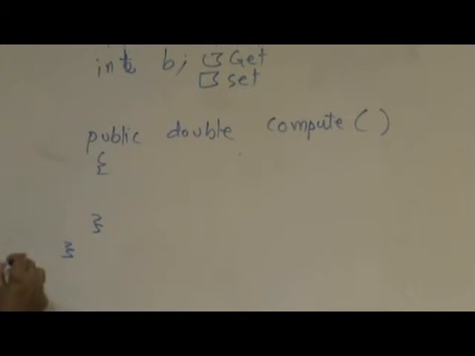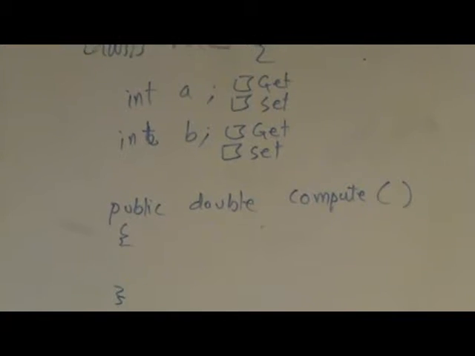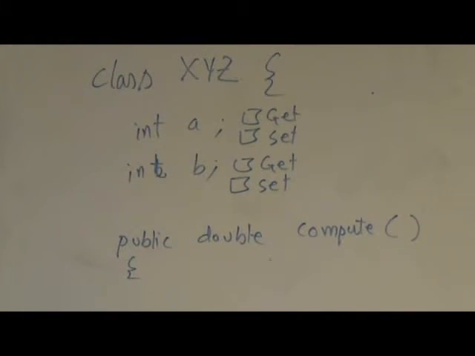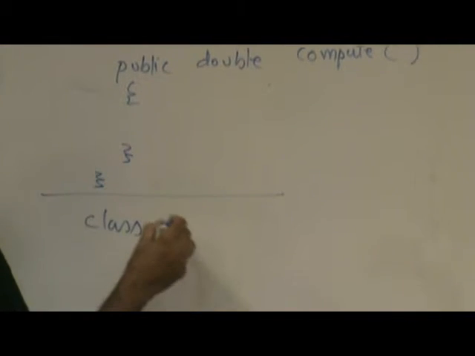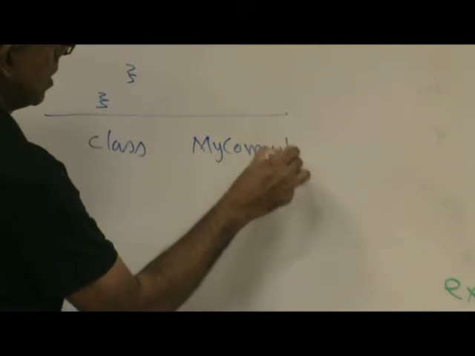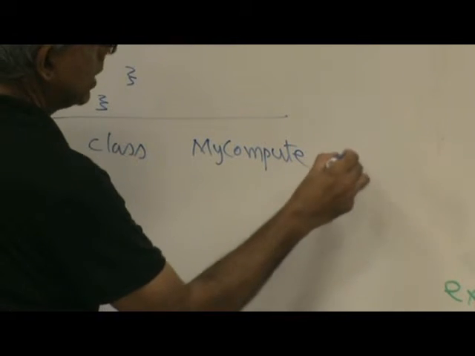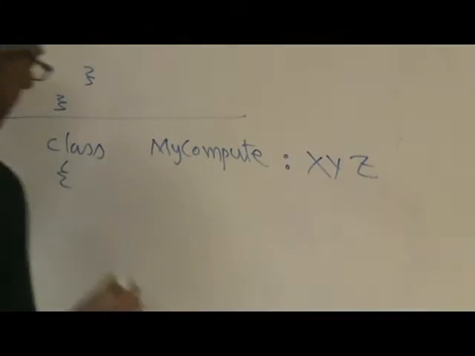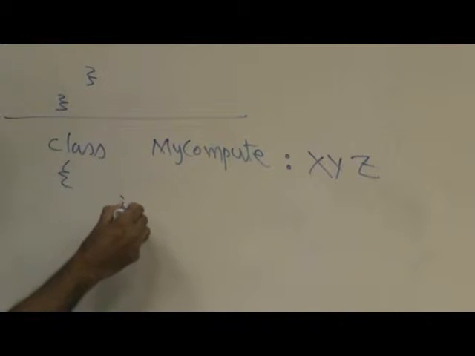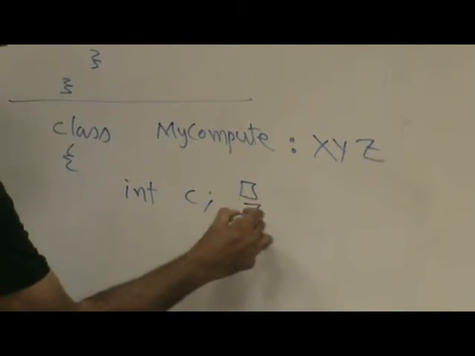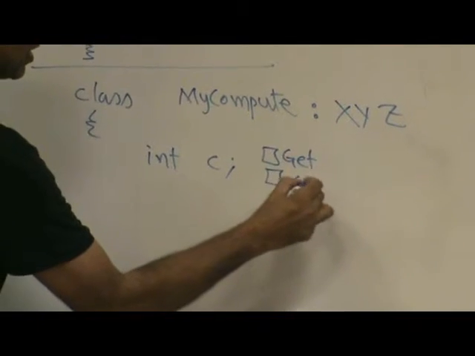Okay, so now let's pretend we created another class, let's say class myCompute, and it inherits from XYZ. And so we declared some data, let's say int C, and whatever the corresponding get set is.